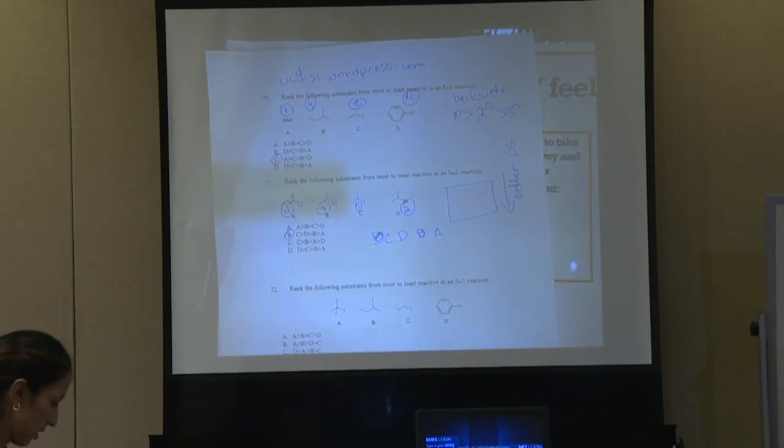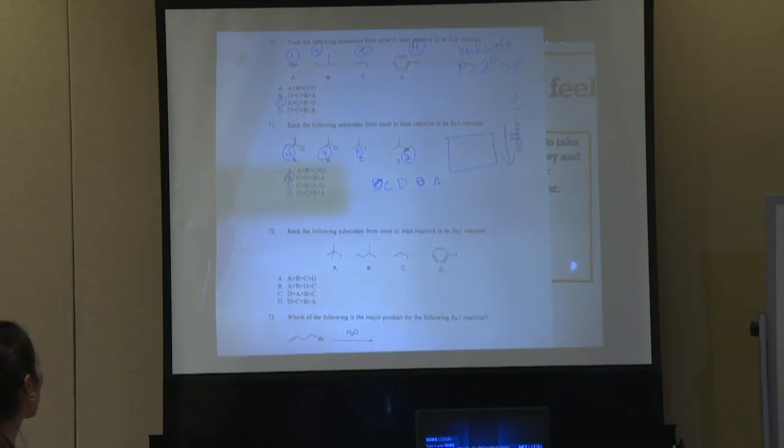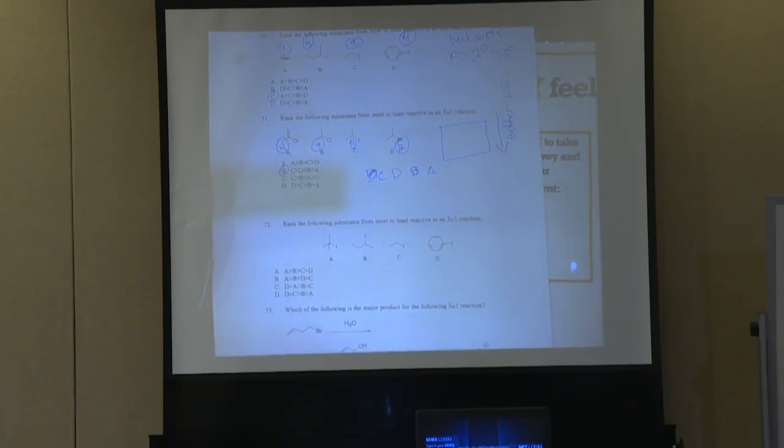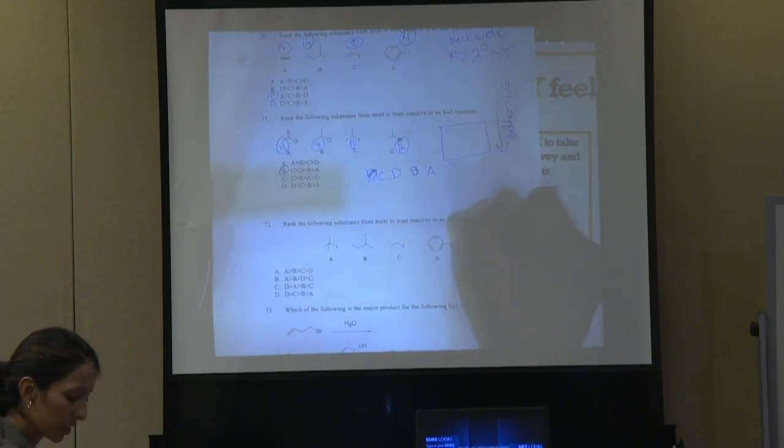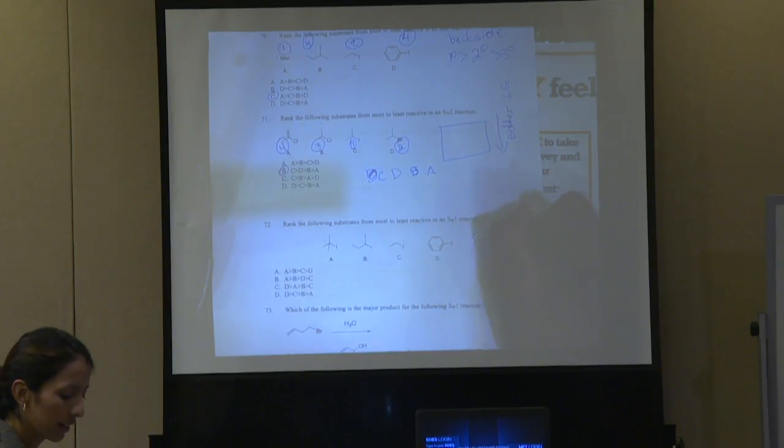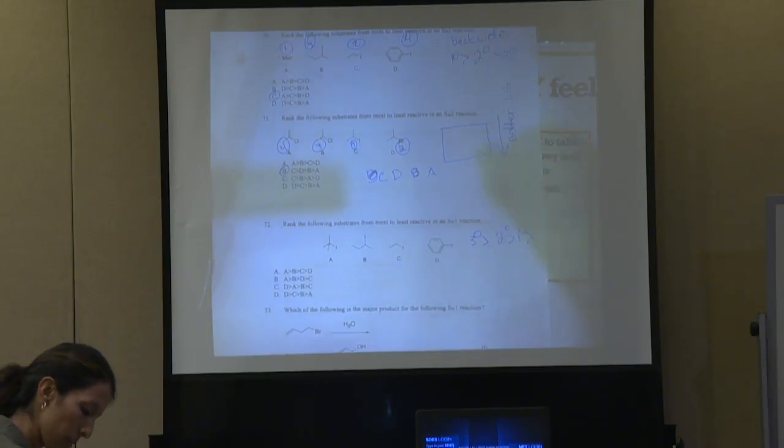All right. So 72. Rank the following substrates from most to least reactive in an SN1 reaction. It's the opposite trend of SN2. So what is that? No, aryl group is still bad. I thought it was exactly opposite. That was last in the SN2. Aryl is just bad in general. So then tertiary is favored. Tertiary is favored over what? Over methyl.